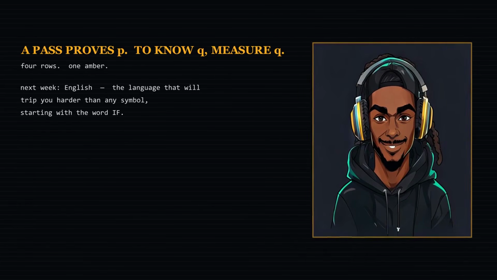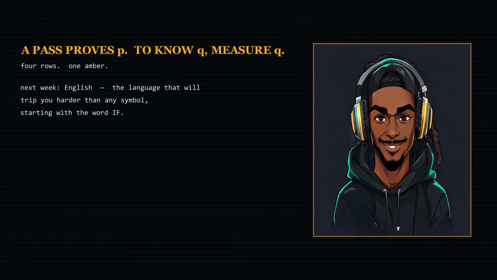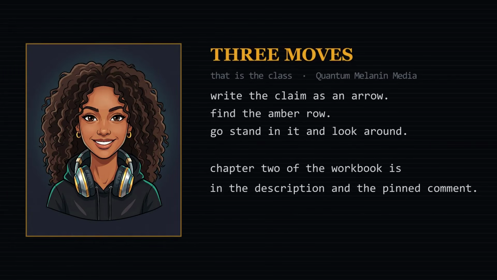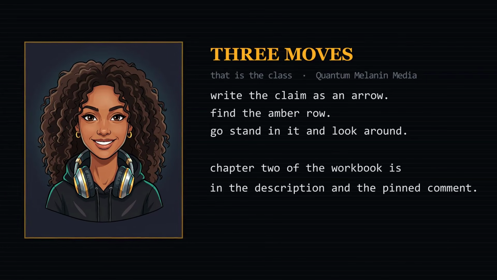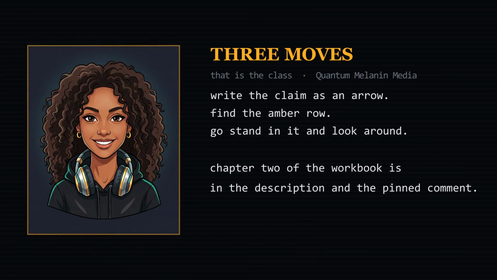Four rows, one amber. A pass proves P, not Q. Measure Q next week. English, the language that will trip you harder than any symbol, starting with the word if. Chapter 2 of the workbook is in the description and the pinned comment. Three moves: write the claim as an arrow, find the amber row, go stand in it and look around. That is the class. Ashe.